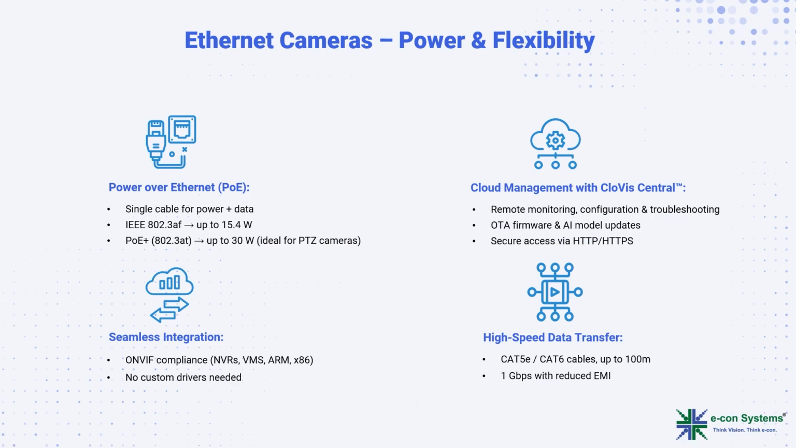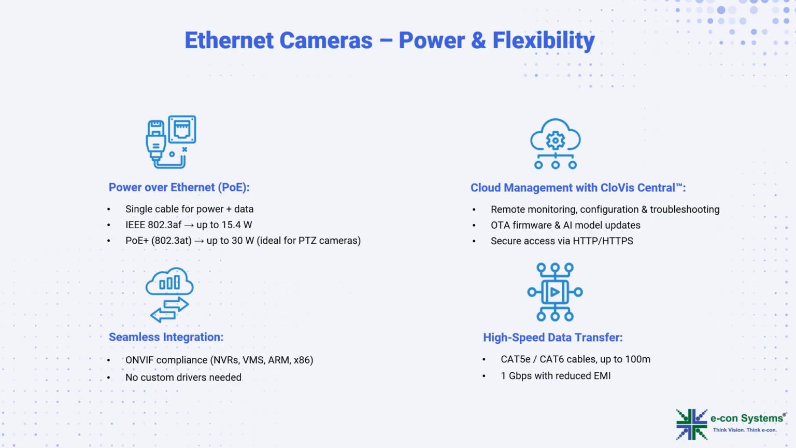To take this step further, e-con Systems offers a cloud-based platform called Clovis Central. Clovis is nothing but a cloud plus vision platform, used as a cloud-based device management system for building vision systems. With Clovis Central, these Ethernet cameras can be remotely monitored, configured, updated, and troubleshot in real time, from pushing firmware or AI models over the air. This ensures secure authentication via HTTP or HTTPS. Clovis Central eliminates the need for physical intervention.